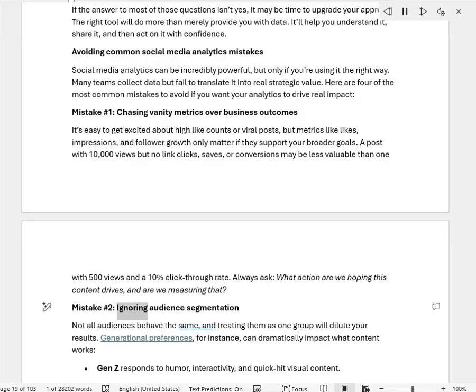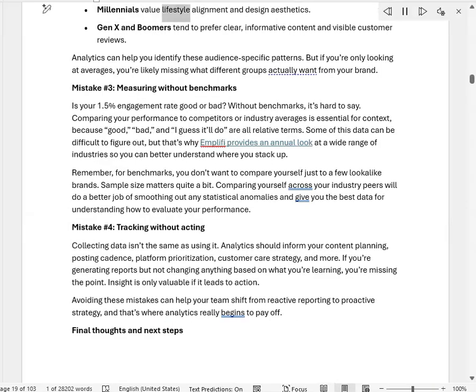Mistake number 2: ignoring audience segmentation. Not all audiences behave the same, and treating them as one group will dilute your results. Generational preferences, for instance, can dramatically impact what content works. Gen Z responds to humor, interactivity, and quick-hit visual content. Millennials value lifestyle alignment and design aesthetics. Gen X and Boomers tend to prefer clear, informative content and visible customer reviews. Analytics can help you identify these audience-specific patterns.